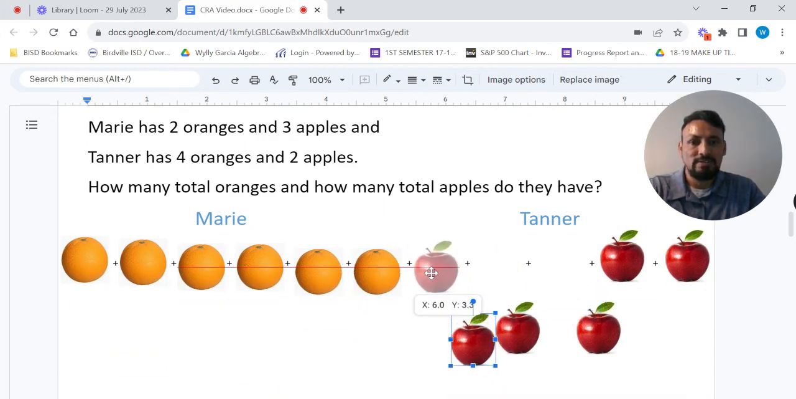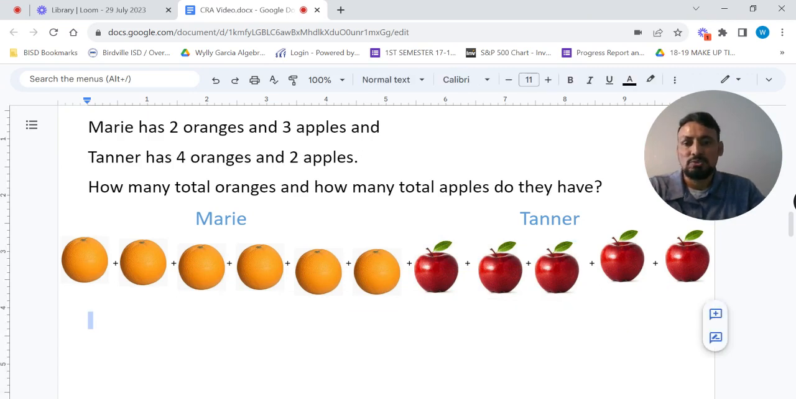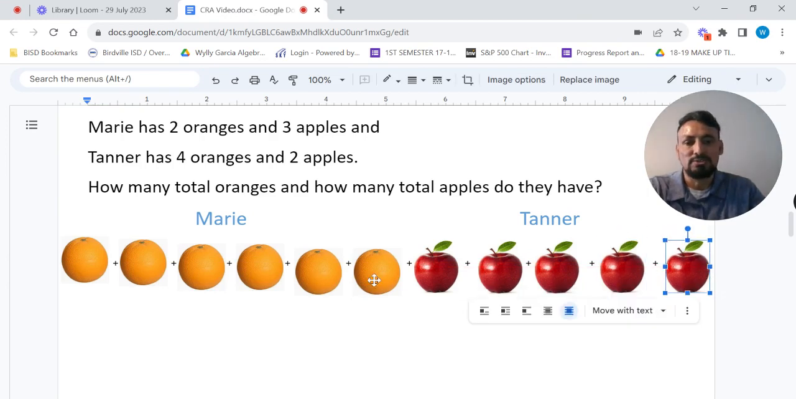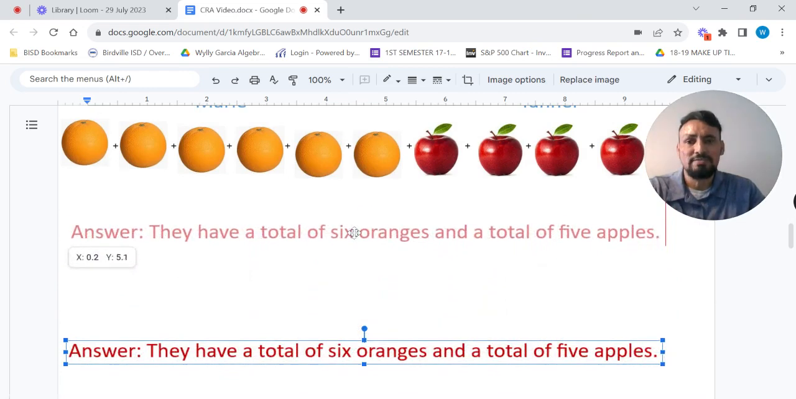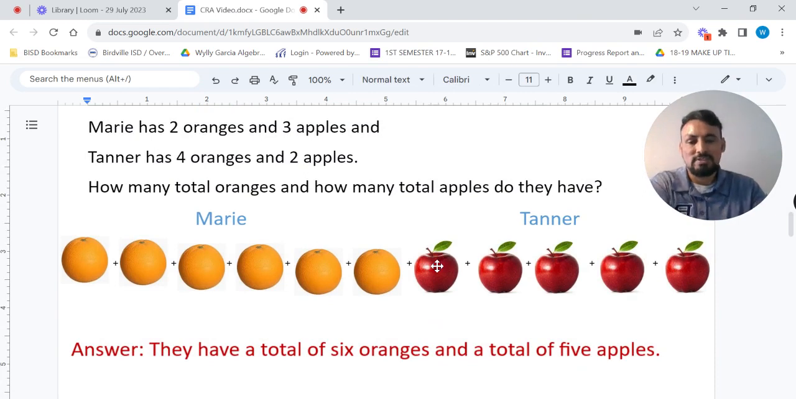Once I've done that, all I have to do is add the oranges together and the apples together, right? To find how many total oranges they have, just add 1, 2, 3, 4, 5, 6. So they have a total of 6 oranges, and apples they have 1, 2, 3, 4, and 5. So the answer to this problem is that they have a total of 6 oranges and a total of 5 apples. I hope that makes sense to you.